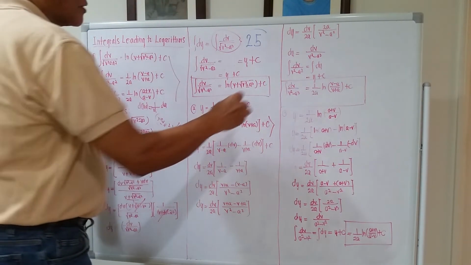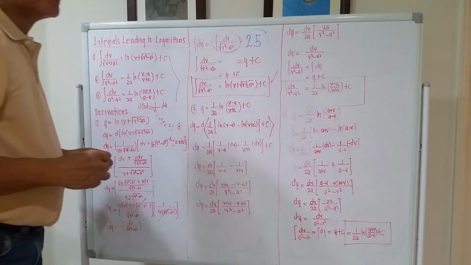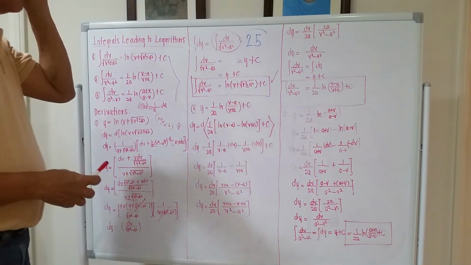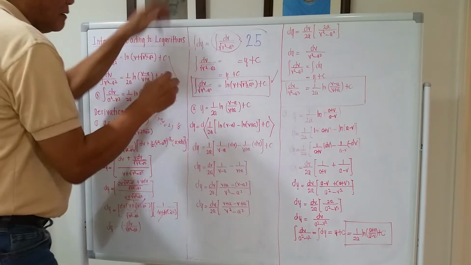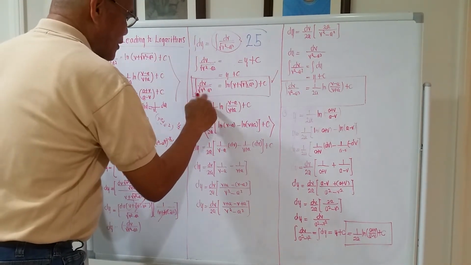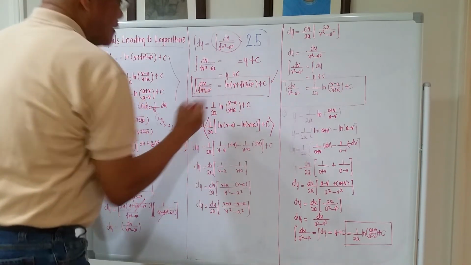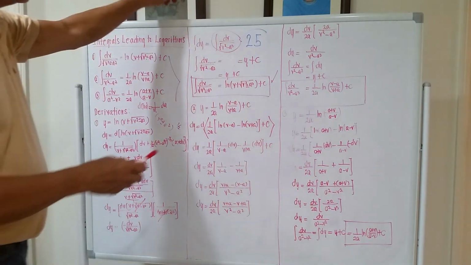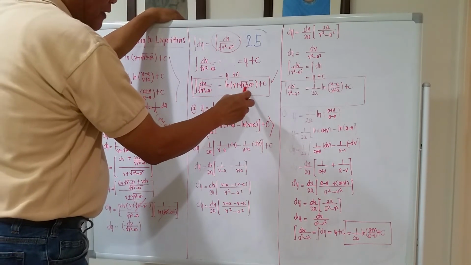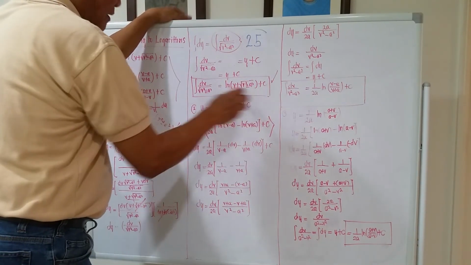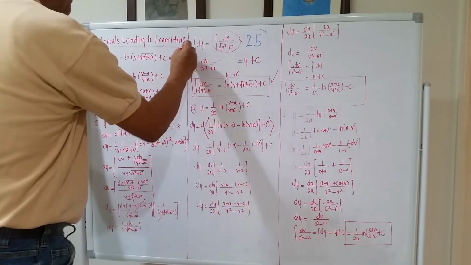Okay? That's formula number 1. In general, the integral of dv over the square root of b square, sorry for this one, it should be plus or minus, right? Equal to the natural logarithm of the quantity b plus the square root of b square plus or minus a square plus c. That's formula number 1.